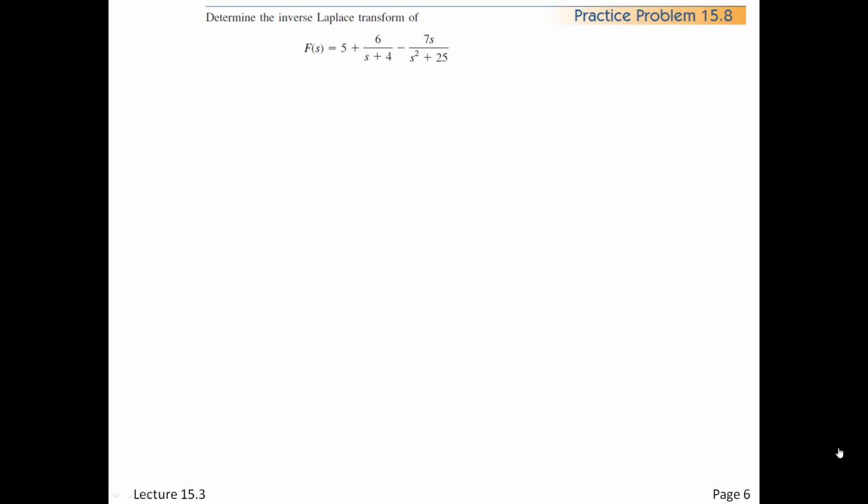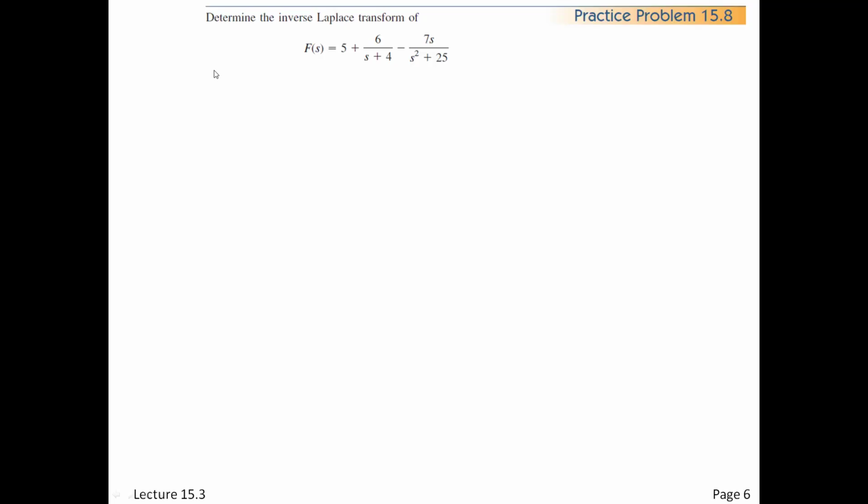Okay, so practice problems. Just going to do a bunch of inverse transforms. Lots of great examples in this section. At the end of this section, I'll do practice problems, and then you'll have quite a bit to work with. So here's 15.8. You see it. Find the inverse Laplace transform. In other words, get back to the function of time.